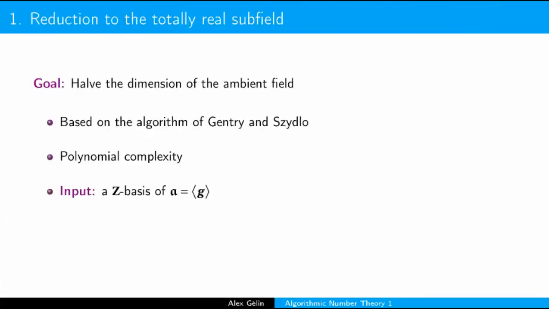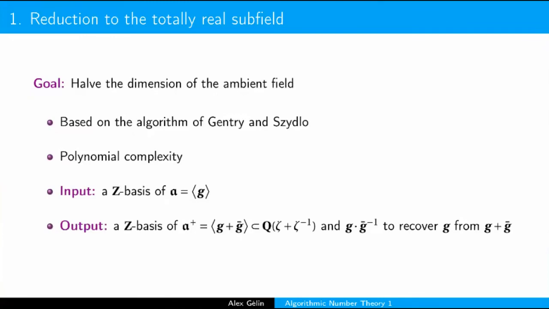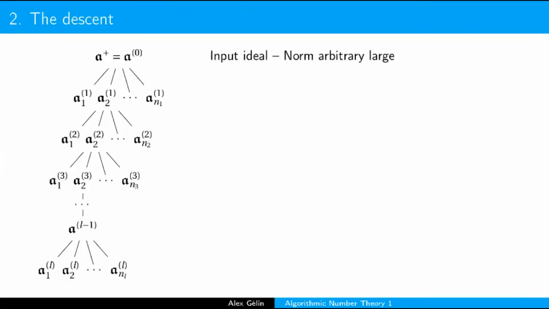So yes, the first part is just halving the dimension. It's based on the Gentry-Szydlo algorithm, so it's not really interesting in theory, but in practice, using a lattice of dimension 256 is much better than using 512. So this is more useful in practice than in theory. After that, you have the descent.